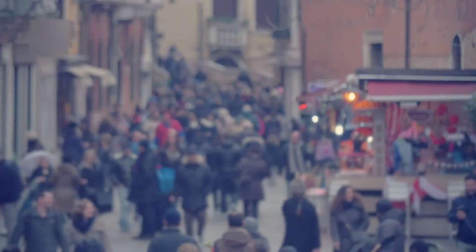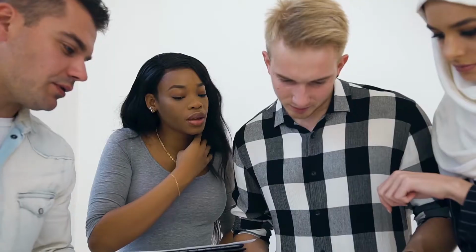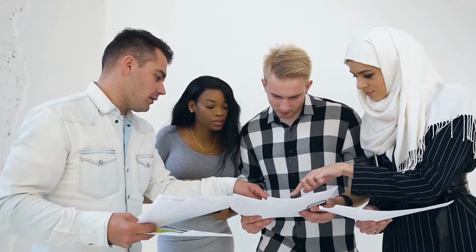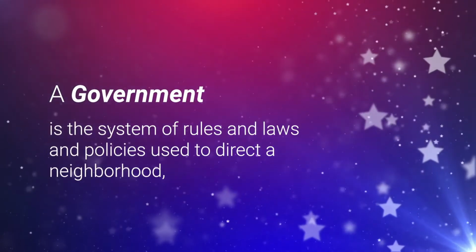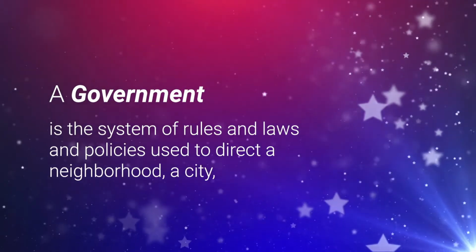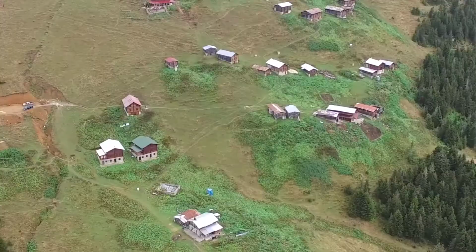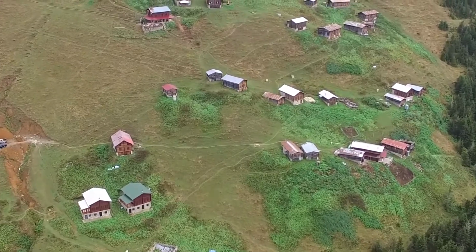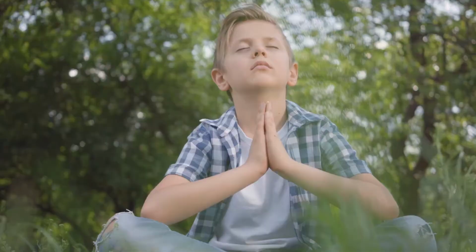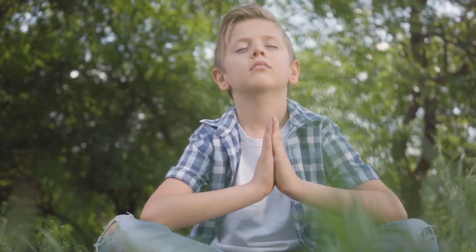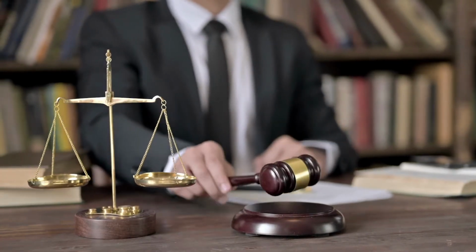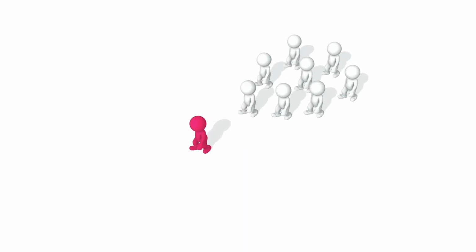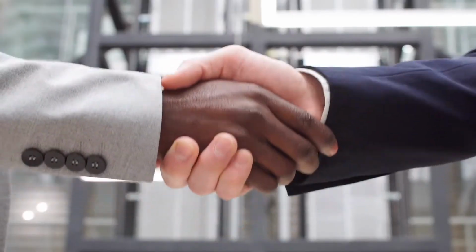This is a very big world with billions of people. People of different cultures and different ideas of how to govern and how they want to be governed. A government is the system of rules and laws and policies used to direct a neighborhood, a city, a state, or a nation. From the beginning, when people began to live in tribes or villages or towns, for the people to prosper and live in peace, there had to be a system to create a balance and order in the community. Someone needed to be in charge. Someone needed to establish a set of rules.